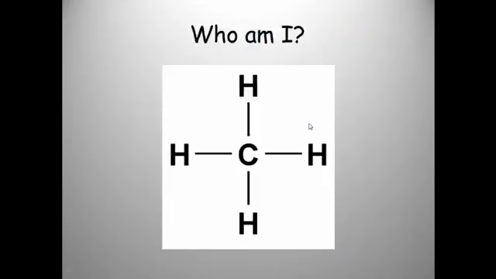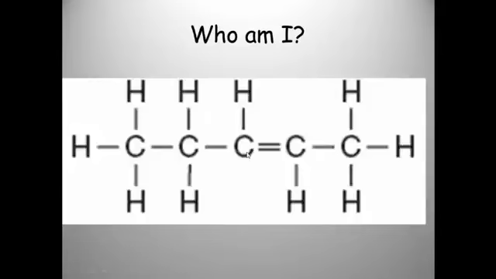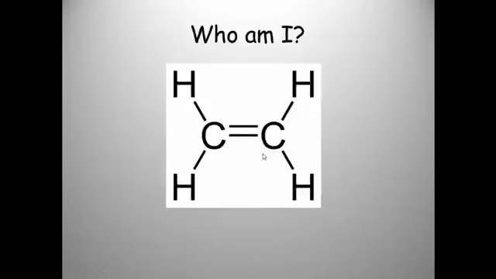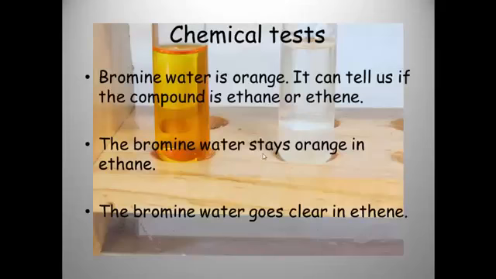So if we put some of this in that bromine water, will it go from orange to clear? No, it won't, because it doesn't have a double bond. But if we put this compound, this ethene, which is an alkene, into the bromine water, it will decolorize the bromine water, making it turn from orange to clear. So this is a chemical test for unsaturated compounds. When I say unsaturated, I just mean a compound with a double bond.